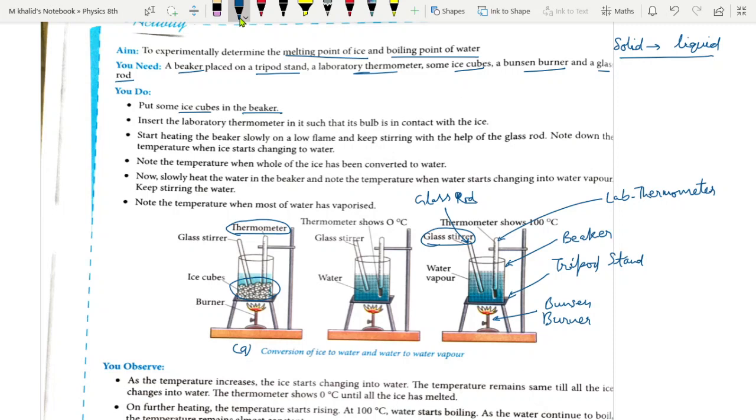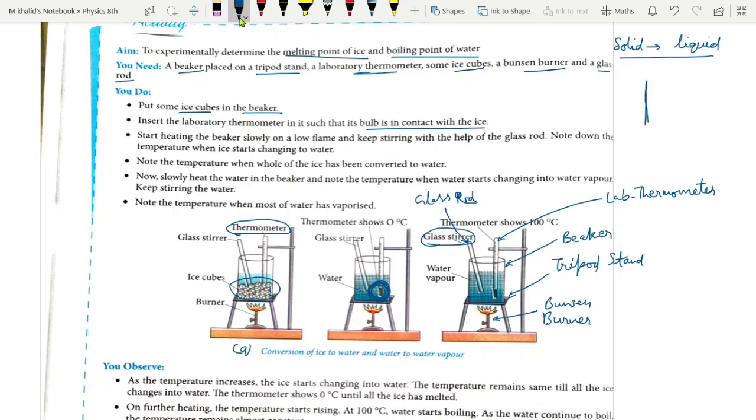So what reading will we get? We will get the reading of the freezing point of water, or the reading of the ice. We know that ice freezes at 0 degrees Celsius, so we will note the temperature as 0 degrees Celsius. Second point is to insert the laboratory thermometer such that the bulb is in contact with the ice. What is the bulb? The bulb is the lower portion of the thermometer. Look here, here it is the lower portion. Let me draw.